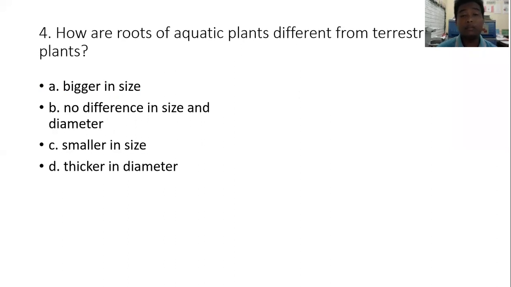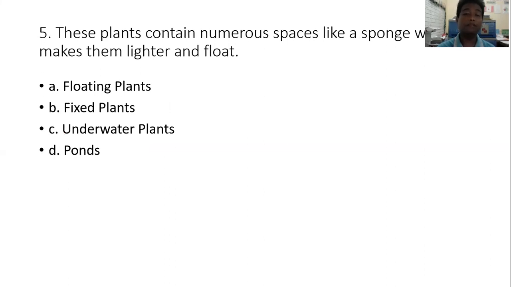So next, how are roots of aquatic plants different from terrestrial plants? In my previous video, you have watched the video that I made for terrestrial plants. The title is terrestrial plants. So how are roots of aquatic plants different from terrestrial plants? So the roots of aquatic plants are smaller in size. So mas gagmay.